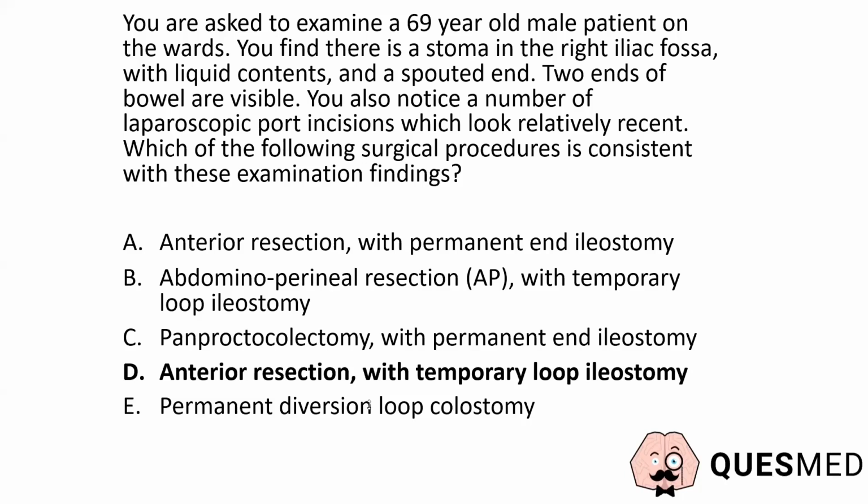So this patient has presented with an ileostomy. It's in the right iliac fossa and there's liquid contents and it's spouted to protect the skin from irritant small bowel contents. The two ends of the bowel implies that this is a loop ileostomy.